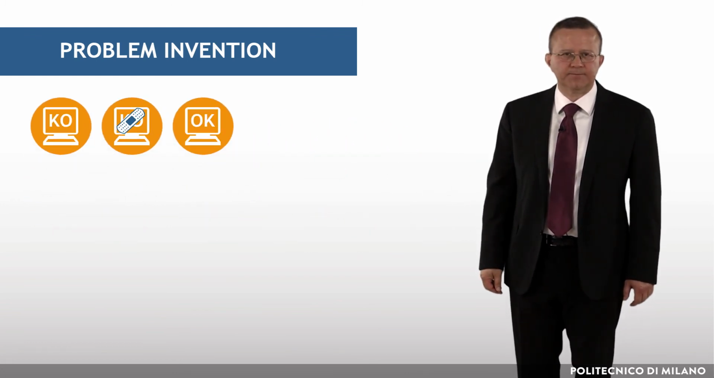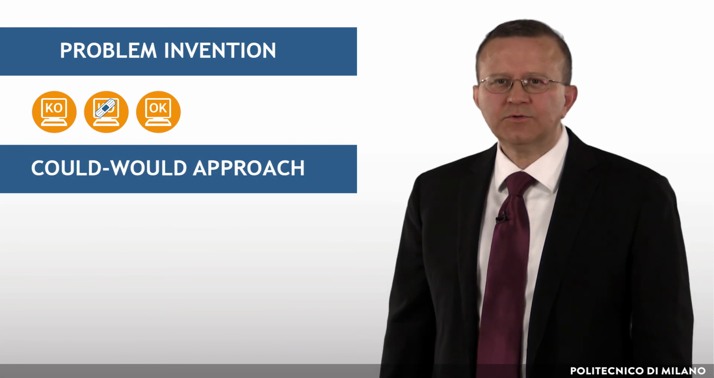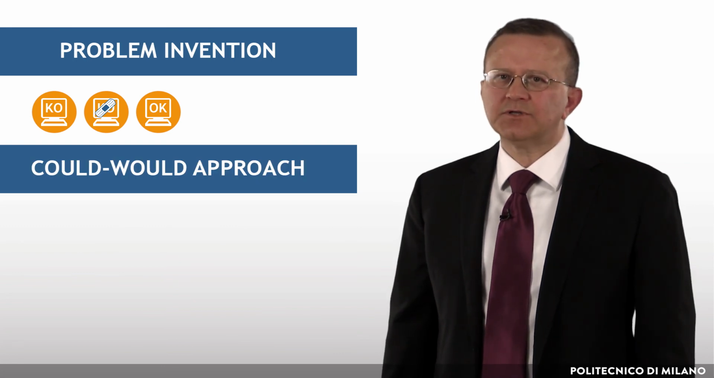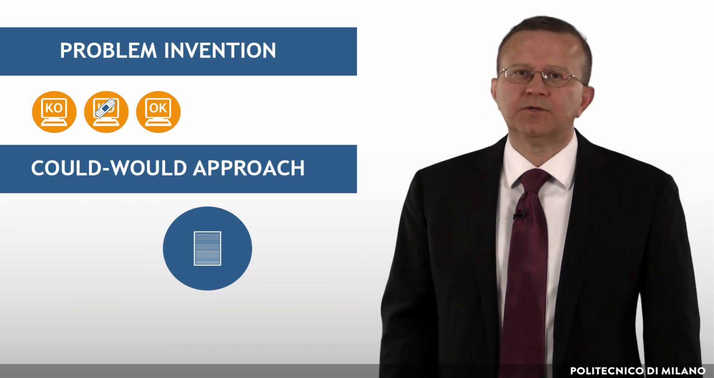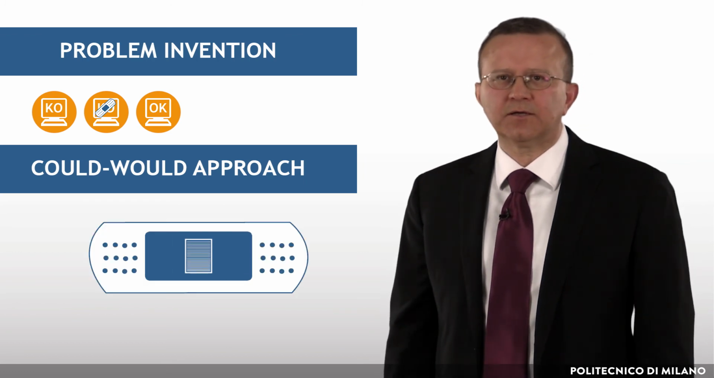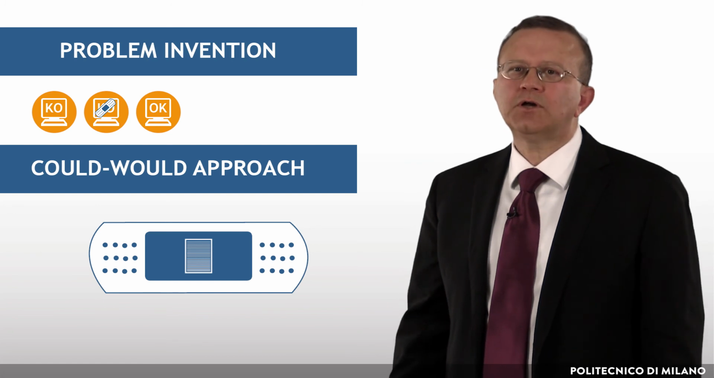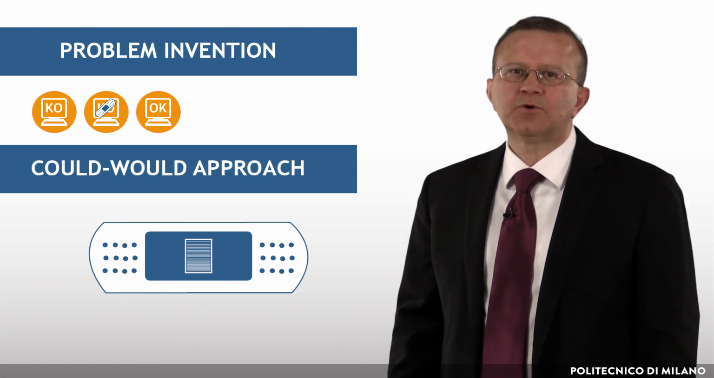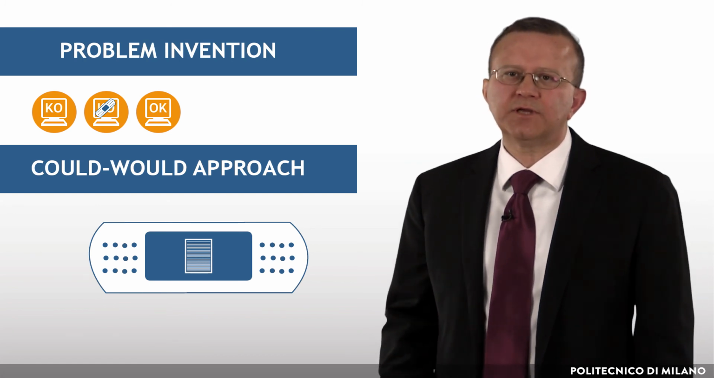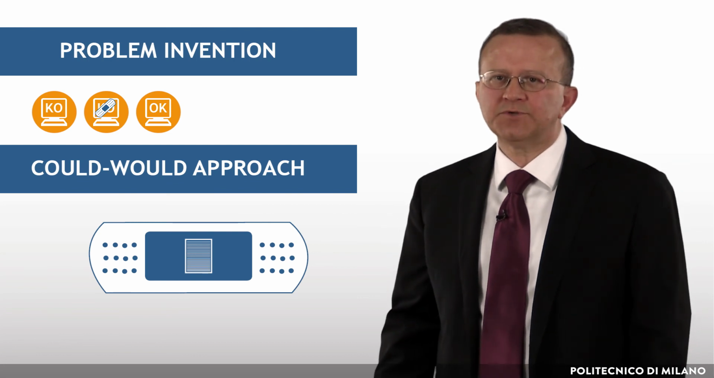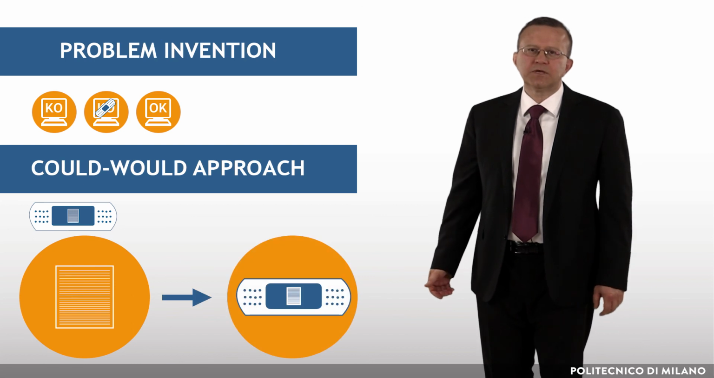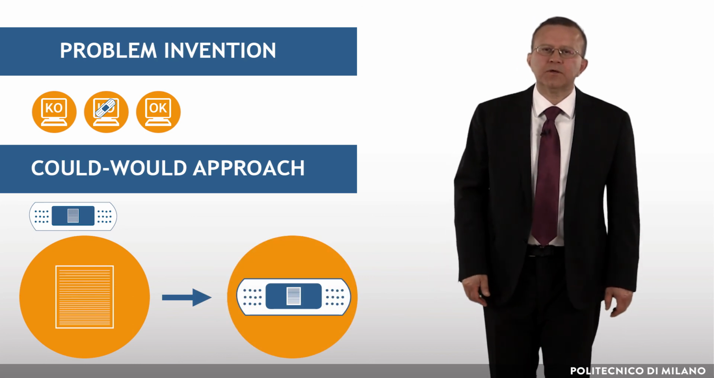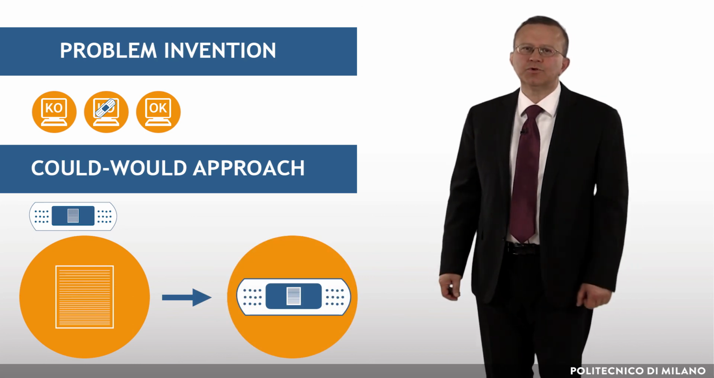According to the so-called Could-Would approach, an invention is not obvious if the skilled person could have arrived to the solution claimed by modifying the closest prior art, but he would not have done so because he could not expect that such a modification would have solved the objective technical problem. So, for the solution to be obvious, the second prior art document must point at the solution of the objective technical problem.